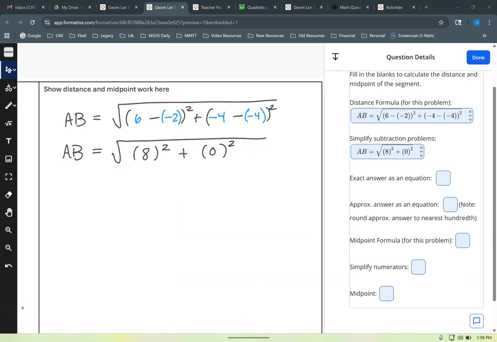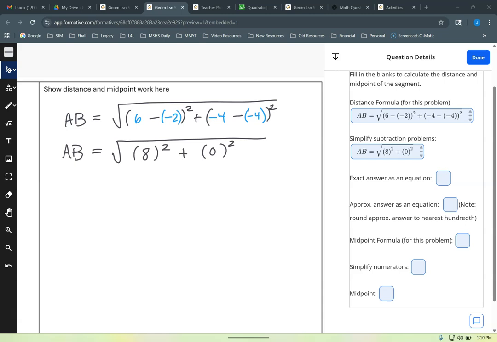Now we're ready to tackle the next section here. You'll see that the next line that we're going to type in says exact answer as an equation, right? That means we're going to simplify the inside of our radical and then take the square root. Let me say it one more time so that everybody who isn't listening is listening. You first simplify the inside and then you take the square root, okay? Always simplify the inside first, then take the square root.